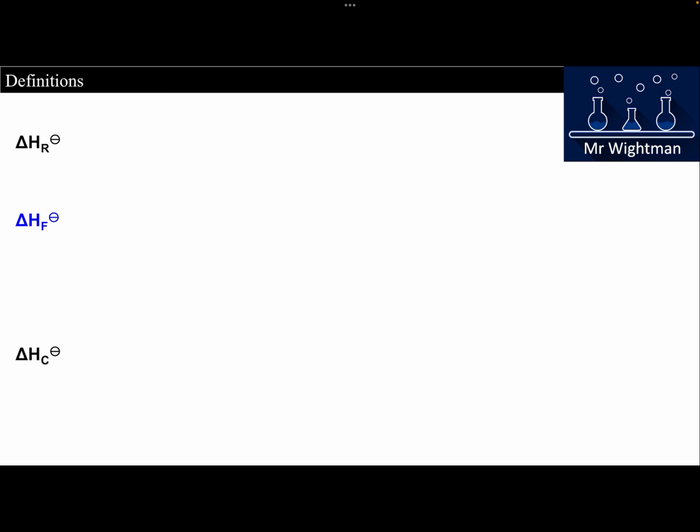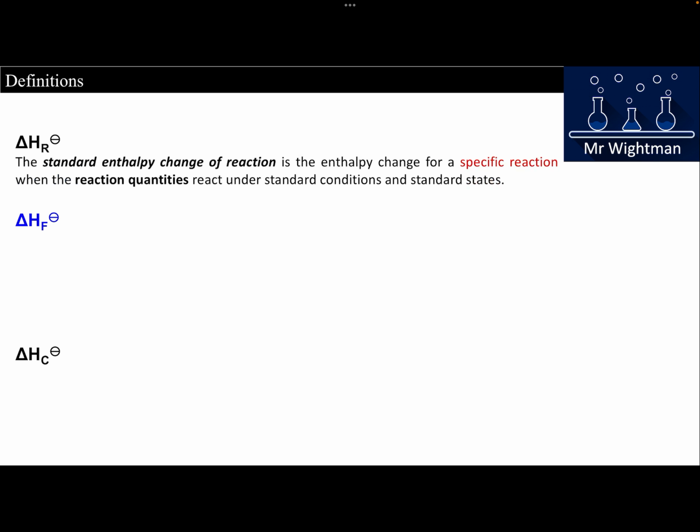make the Hess's diagram. So enthalpy change of reaction is the standard enthalpy change of reaction when a specific reaction and reaction quantities react under standard conditions and standard states. So what this is, if we were unable to define a reaction as being, say, formation or combustion or anything else, it's just a generalized energy gap between two different energy states between, say, reactants or products.